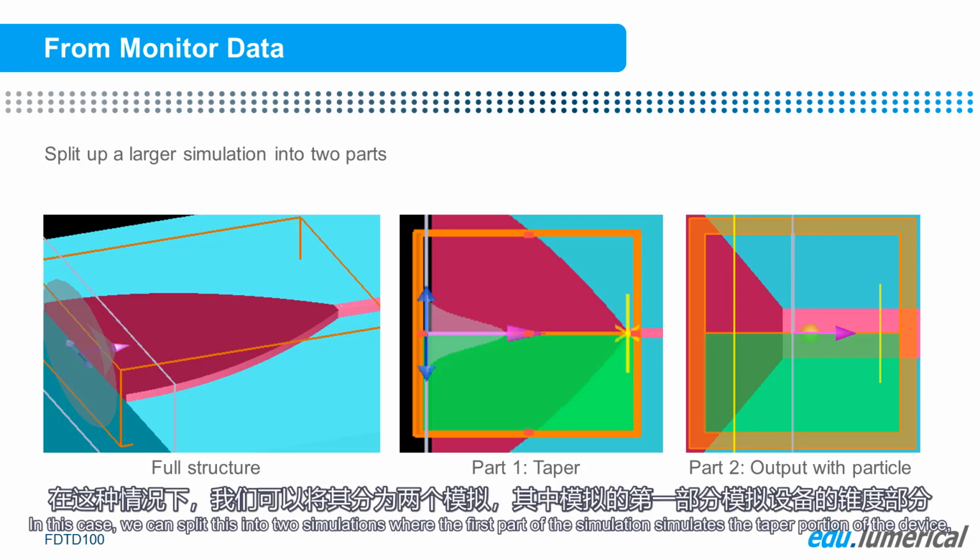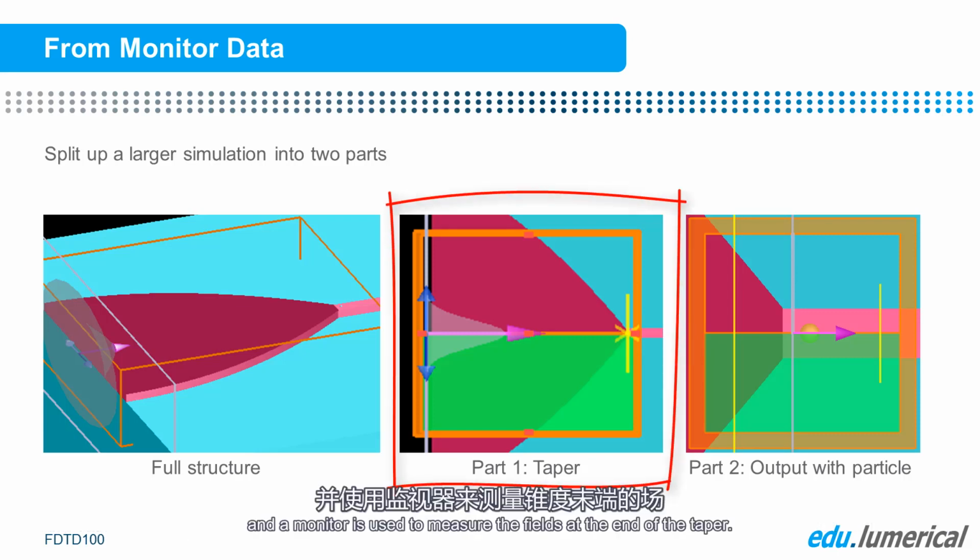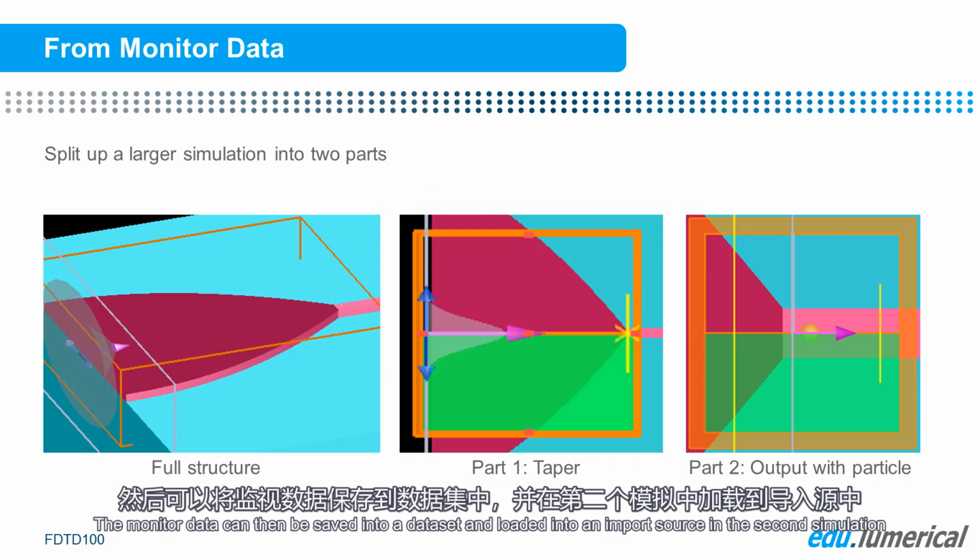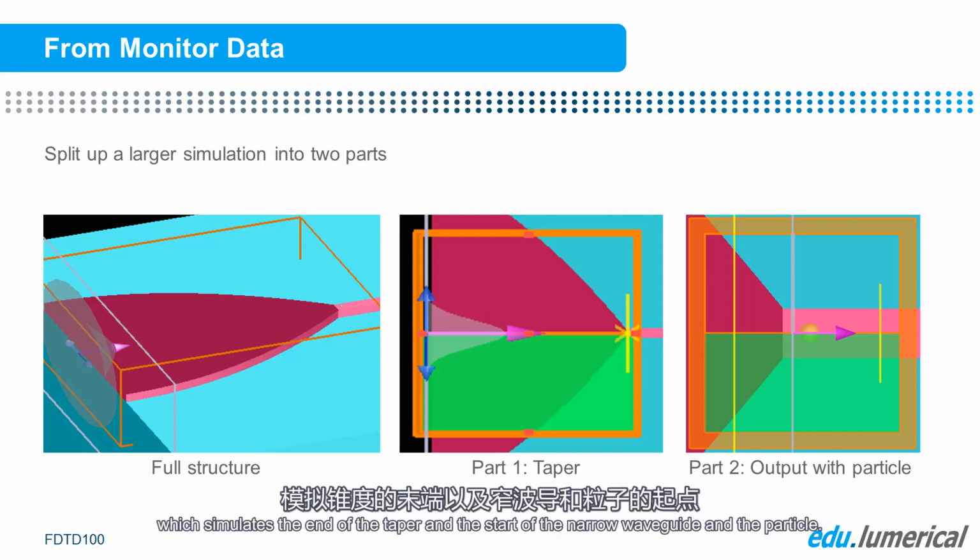In this case, we can split up the simulation into two, where the first part of the simulation simulates the taper portion of the device, and a monitor is used to measure the fields at the end of the taper. The monitor data can then be saved into a dataset and loaded into an import source in the second simulation, which simulates the end of the taper and the start of the narrow waveguide, including the particle.